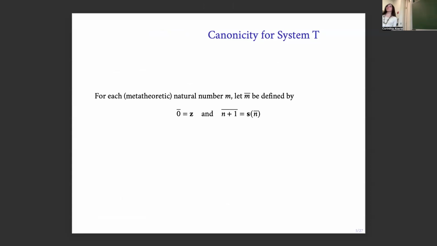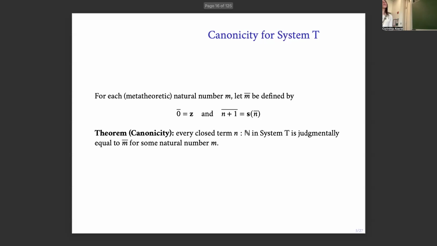And so one thing we can immediately ask about system T is, are the natural numbers that we have in system T equivalent to the actual natural numbers? Like if I do some complex calculation in system T that ends up defining some natural number, do I know that that actually corresponds to a numeral, in terms of like, if you have some meta-theoretic number M, it has to be M applications of the successor to 0. And so this is the question of canonicity for system T.